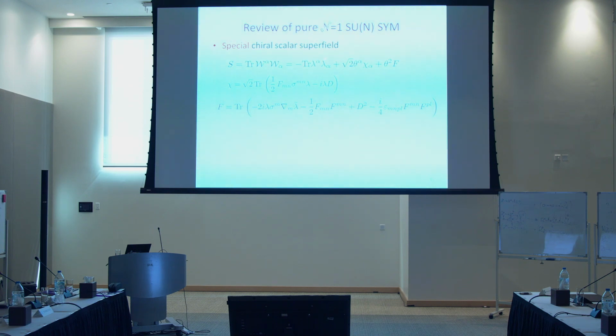So the leading component is the trace of the lambda squared, whose vacuum expectation value may be associated with the gaugino condensate. Then there is this colorless fermionic field chi, which is composed in this way from the fundamental fields of the gauge multiplet. And there is this F field, which would be an auxiliary field if this S were the conventional chiral superfield. And this F term has the following form.